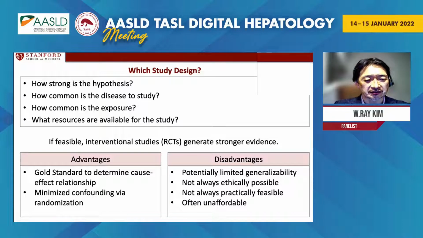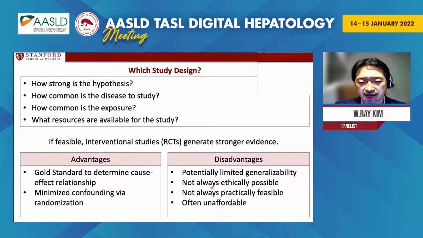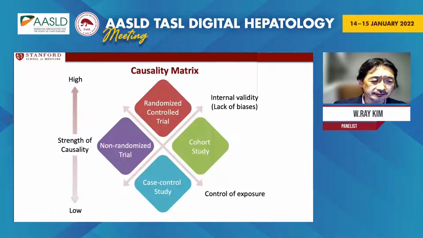If feasible, in general, interventional studies or randomized control studies generate stronger evidence. Advantages of interventional studies: they are gold standard to determine cause-effect relationship, and it minimizes confounding by randomization. Disadvantages of interventional studies: it's potentially limited in terms of generalizability because you end up having very strict entry criteria for study subjects. Not always ethically possible, as we just discussed, for hepatitis B inoculation. Not always practically executable, and often unaffordable. So although there are strengths with interventional studies, not always possible.